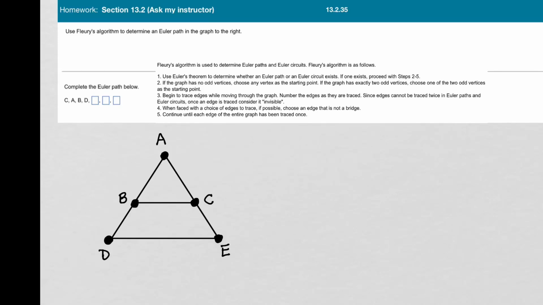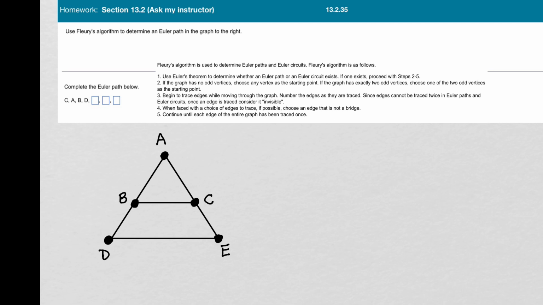In this problem, it asks us to use Fleury's algorithm to determine an Euler path in the graph. And so I've drawn a larger version of it here, and it says, for Fleury's algorithm, the first step is to use Euler's theorem to determine whether an Euler path or an Euler circuit exists. And if one exists, then we go on.